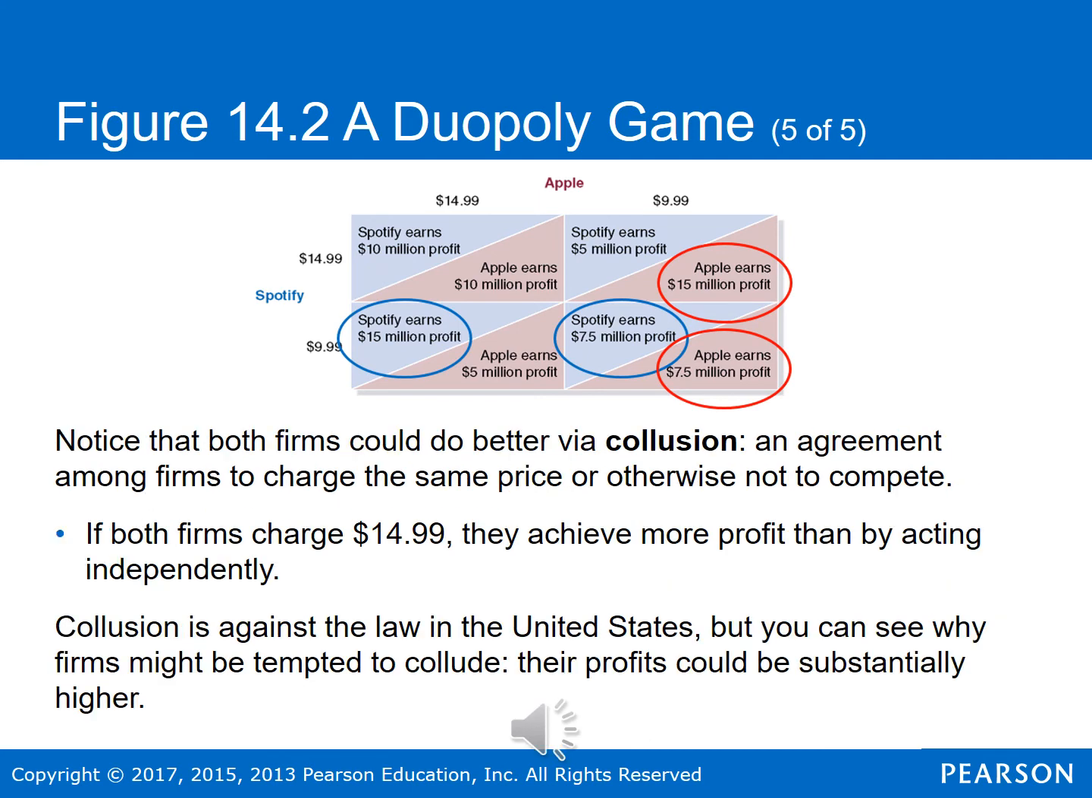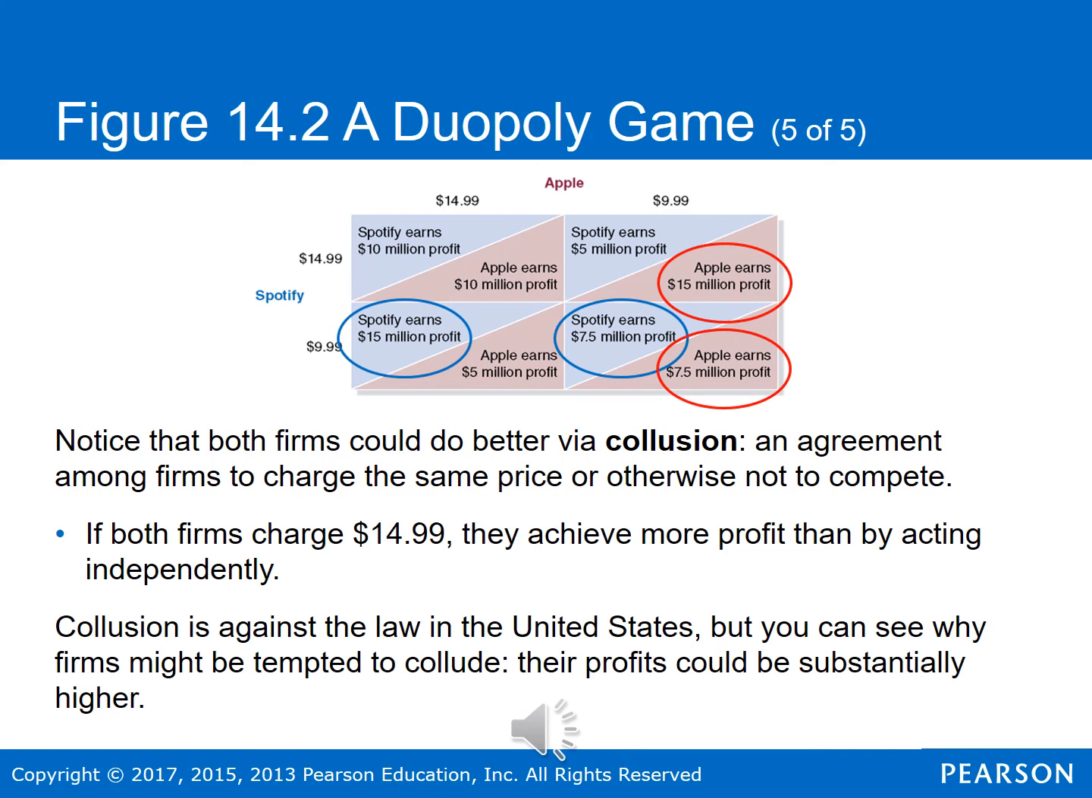Even though both firms choose to price at $9.99 a month, both firms could do better via collusion, an agreement among firms to charge the same price or otherwise not compete. If both firms agreed to charge $14.99 a month, they could both earn more profit than if they acted independently and charged the lower price. This is the reason why collusion is against the law in the United States. You can see why firms might be tempted to collude. Obviously, they can earn a greater profit if they choose to cooperate instead of competing against each other. Their profits would end up being higher.